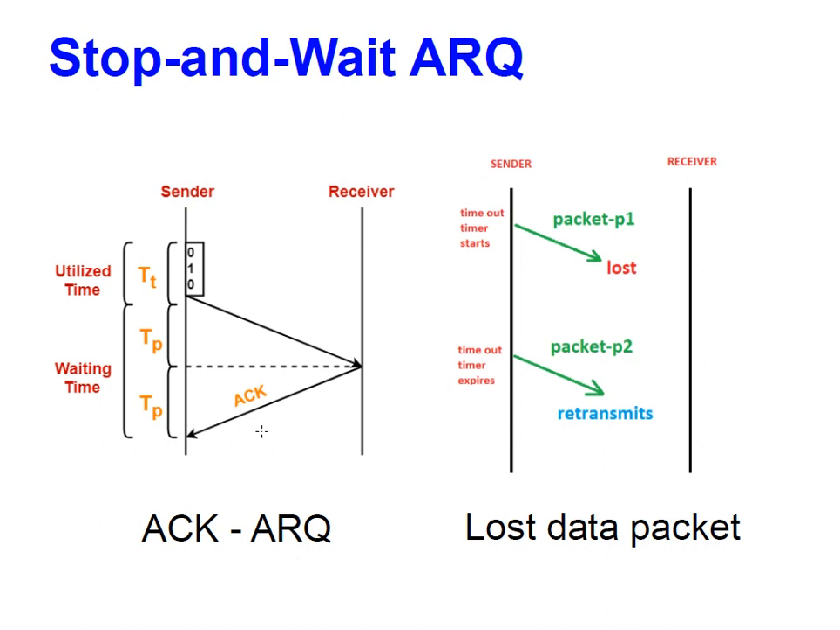Now what the ARQ means, to understand this one, just see the lost data packet scenario. A packet has been sent, and this packet has to be received by the receiver. There is a timer that helps to solve this particular problem, whether this data packet is lost or not. After sending the data packet from the sender to the receiver, the sender will start its own timer. You can see the timer starts.